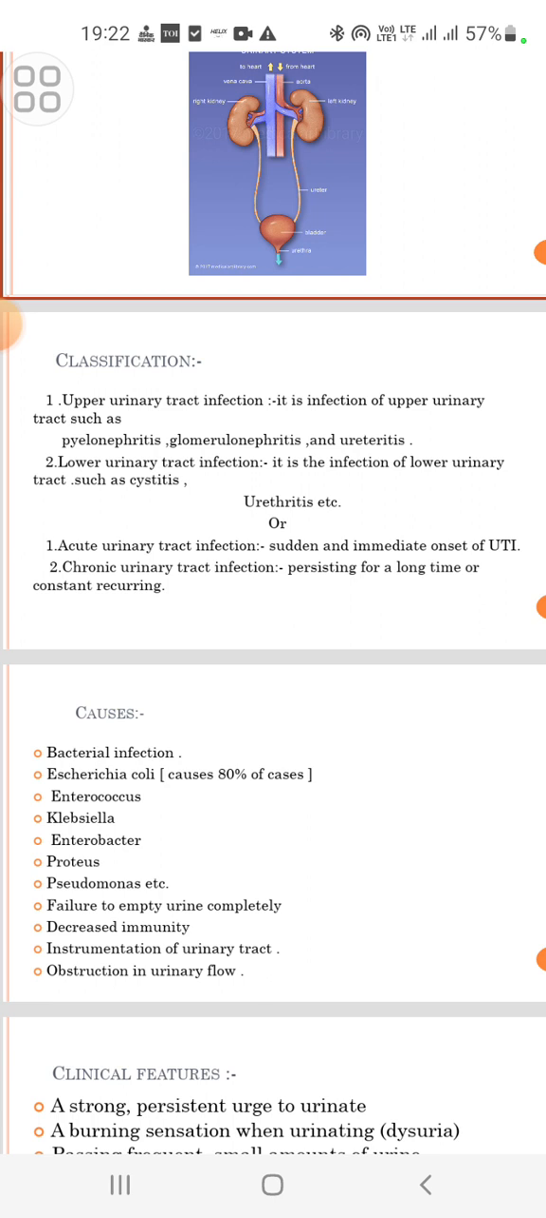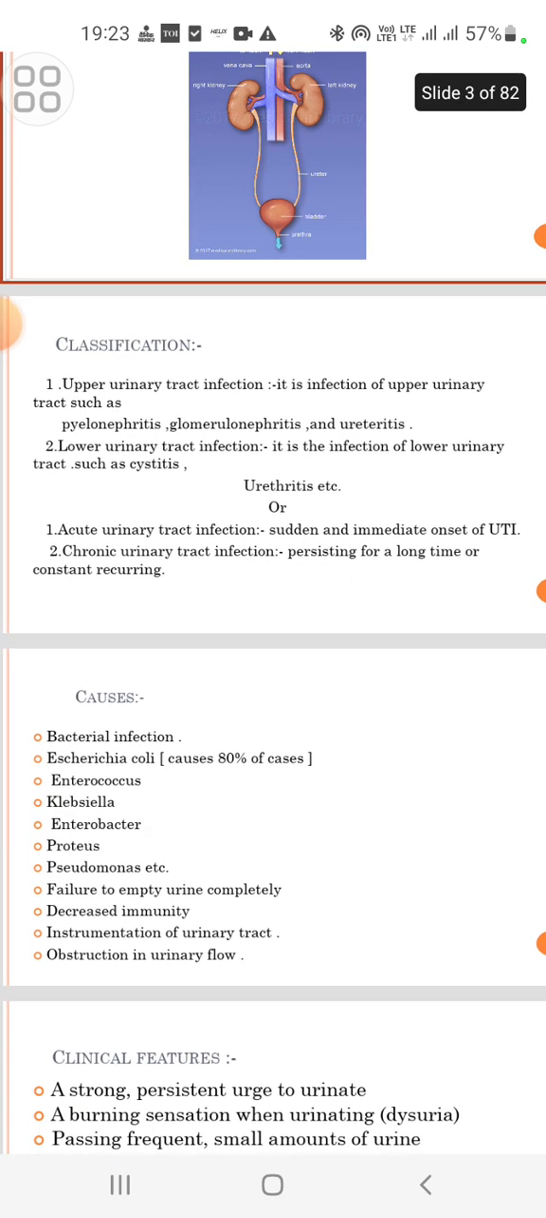After that, any ailments due to which the person has decreased immunity or suppression of immunity. Immunity, in other words, is the power of the body which protects us from infections. So the immunity of the body gets reduced, and that also can lead to UTI.